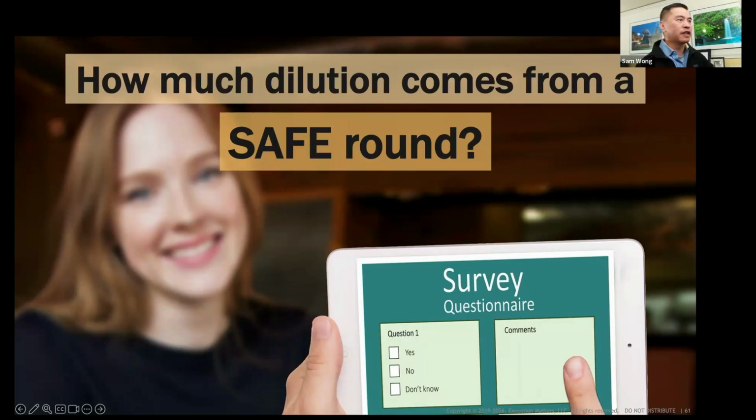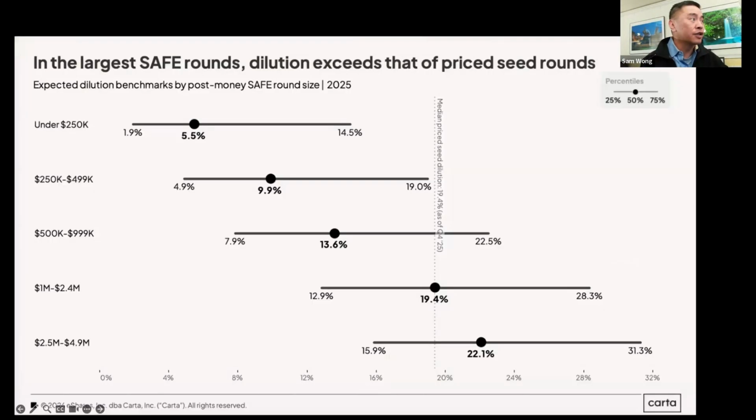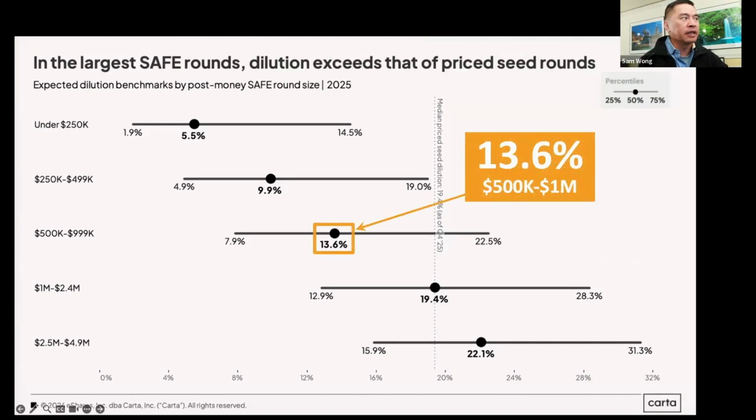All right. 15 to 20%. That's not a bad guess. 10 to 20%, 20%. 8%, you're not that far off. So the answer is it really depends on the size of the safe round, which is kind of obvious. Smaller rounds are at the top of this chart, larger rounds are at the bottom. I typically see rounds more towards the middle of this chart.